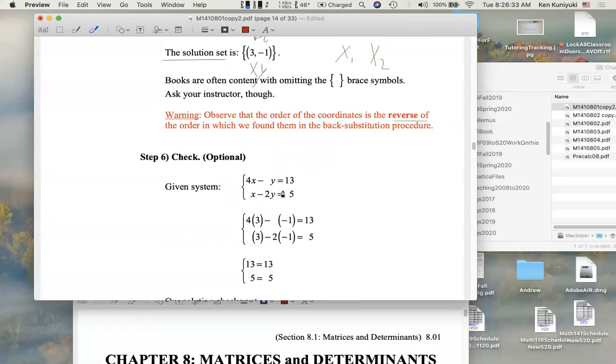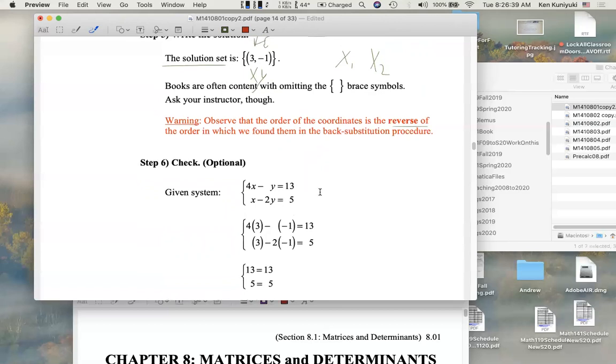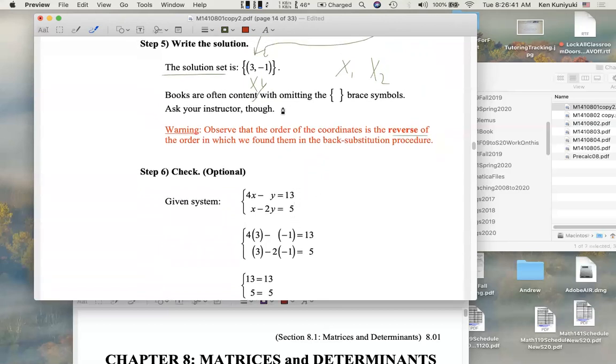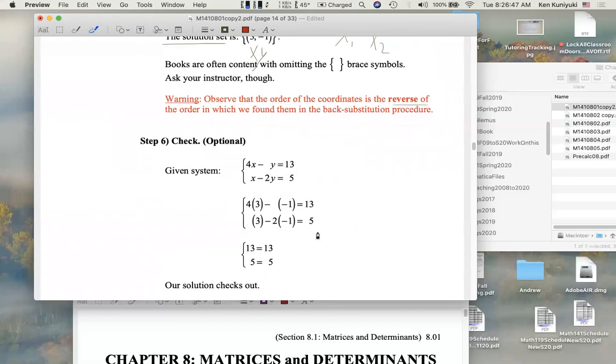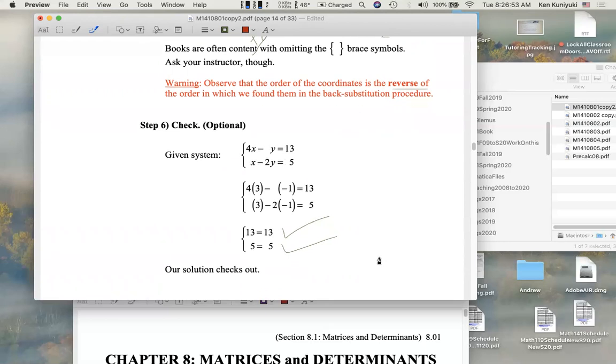Go in the original system before you got your dirty hands all over it. It's best to do it in the original system. So these are the equations that the solution has to satisfy, bottom line. x equals 3, y equals -1. Plug into these. First one becomes 13 equals 13. Second becomes 5 equals 5. The solution checks out.